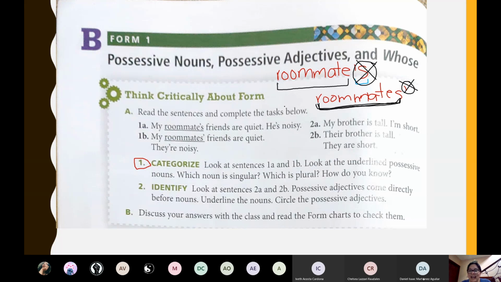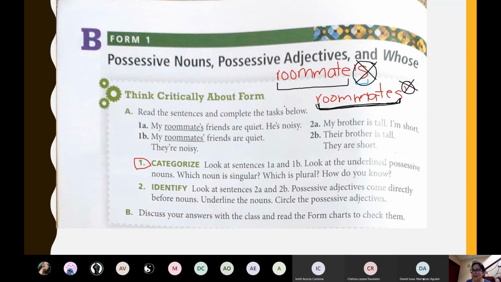Okay, now, Daniel, read for me. Well, I don't know if you can read here. Yes, you see? I can. Okay. 2A and 2B. Read the two sentences. My brother is tall. I'm short. 2B. Their brother is tall. They are short. Okay. So in here, it says that we have to look for the possessive adjectives. Remember that the possessive adjectives come directly before nouns. So first, let's look for the nouns in sentences 2A and 2B, and then we are going to look before and find the possessive adjectives.